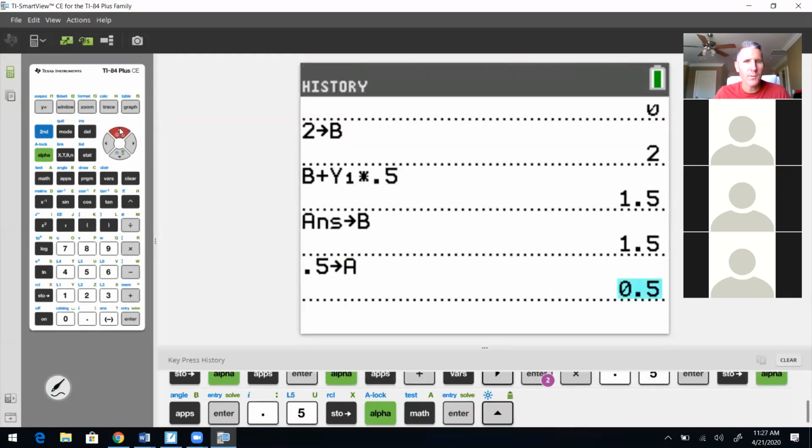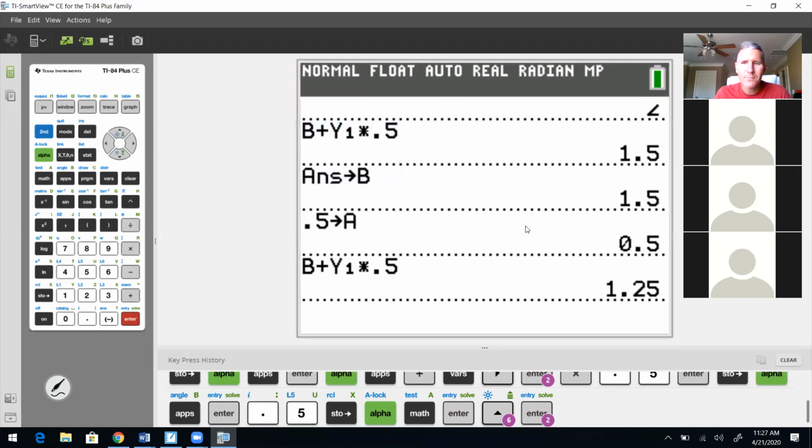And then you go up to this guy, and you do that, and it gives us 1.25. So by doing it one time, I got 1.5. By doing it a second time, I got 1.25, which is also known as 5/4, which is my answer.